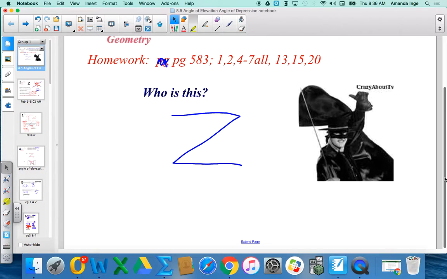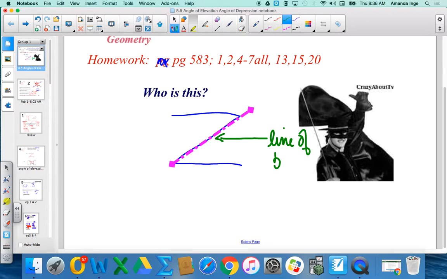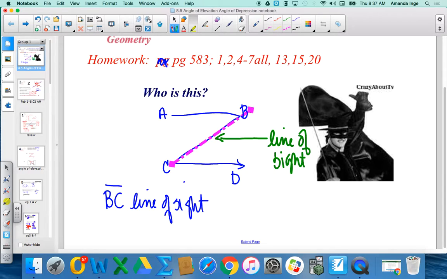All right. So, on your big Z, we're going to label the parts. This line, which I'm going to make through here, is called the line of sight. I'm going to label it A, B, C, and D on my Z. So that line that runs from C to B is a line of sight.